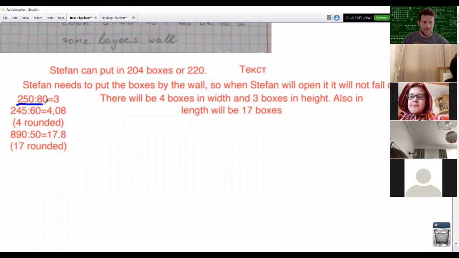So this direction gets the 80, this direction gets the 60, this direction gets the 50. They found those amounts, they multiplied it and said it's actually 204 boxes. I don't know why they said or 220, because this is 204 boxes. But then they give directions. There'll be 4 boxes in width, 3 boxes in height. Also in length will be 17 boxes.